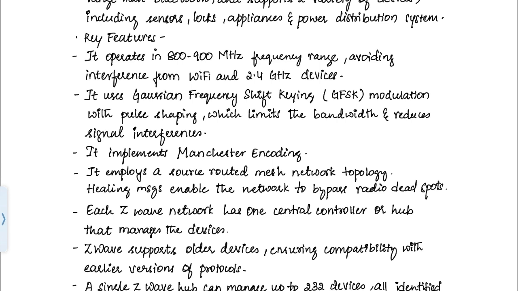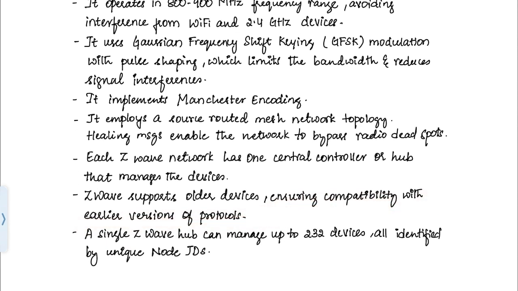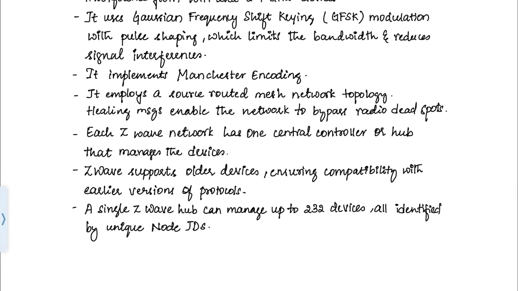Next we have the central controller, that is, each Z-Wave network has one central controller or hub that manages the devices. Then the hub connects to the internet and enables remote monitoring and control. We can say that Z-Wave supports older devices, ensuring compatibility with earlier versions of protocols. A single Z-Wave network can manage up to 232 devices. This is one of the major advantages of Z-Wave over Zigbee, all identified by unique node IDs. Then we can say that only static devices are included in the network.